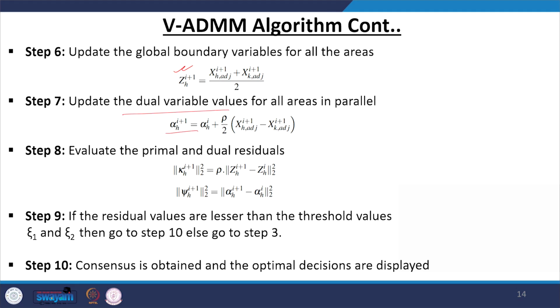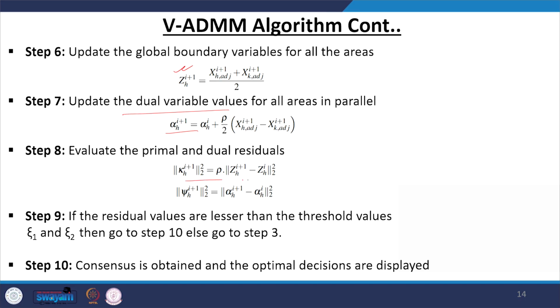So, this updation process at each area is done in parallel. That is why it is a very fast algorithm. That means area 1, area 2, area 3, area 4, everyone is doing their calculation parallelly. That is not a serial operation, it is an in parallel operation. So, all the areas will solve their optimization problem in parallel.